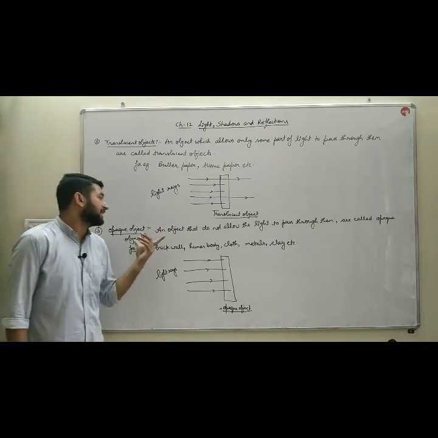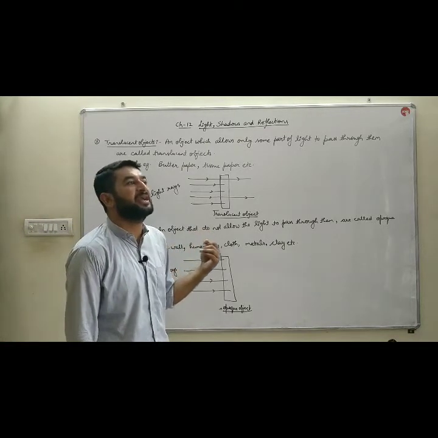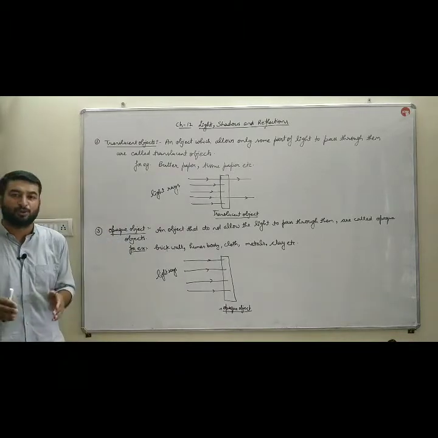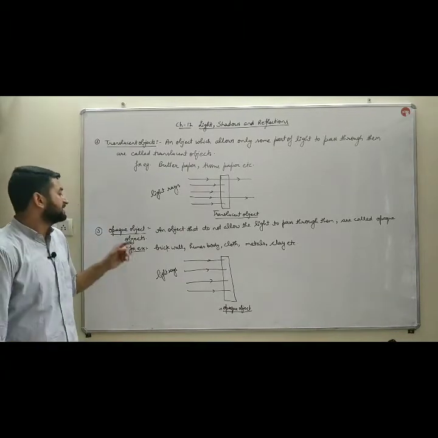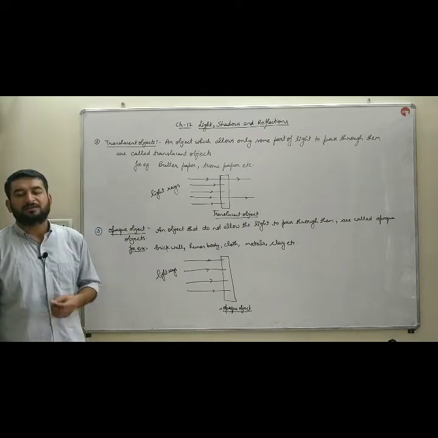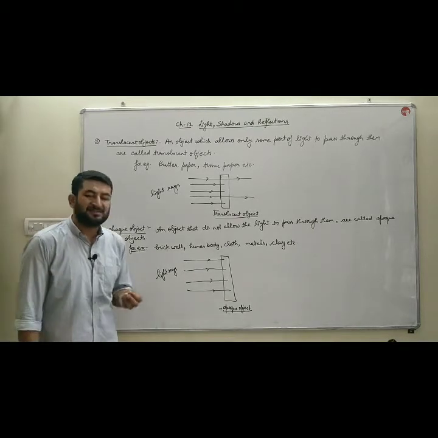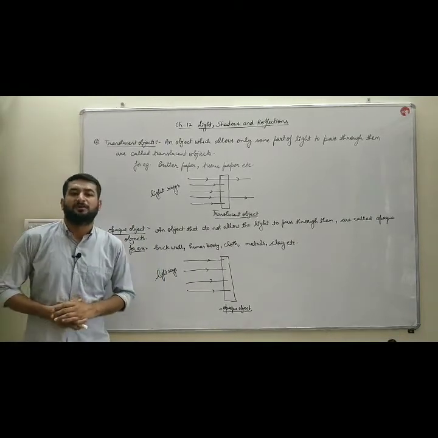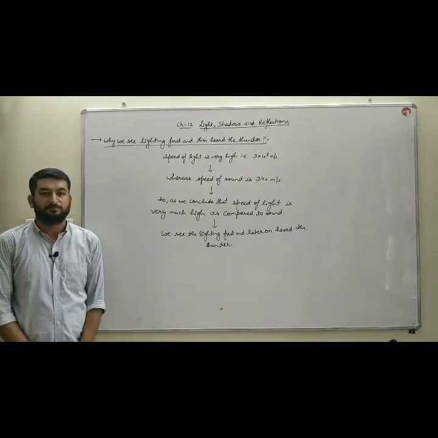So, these are the objects which are referred to as opaque objects, which do not allow the light to pass through them. Examples of opaque objects are brick wall, human body, cloths, metals, clay, etc. So these are the examples of opaque objects.